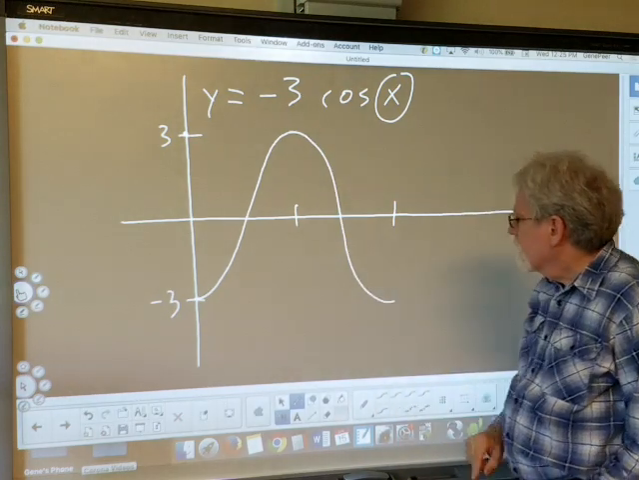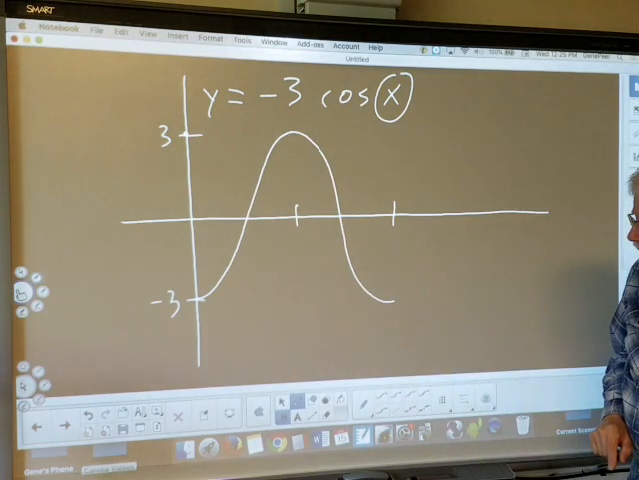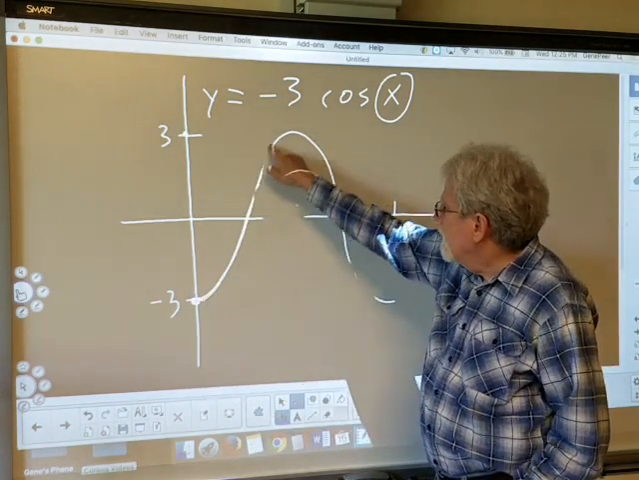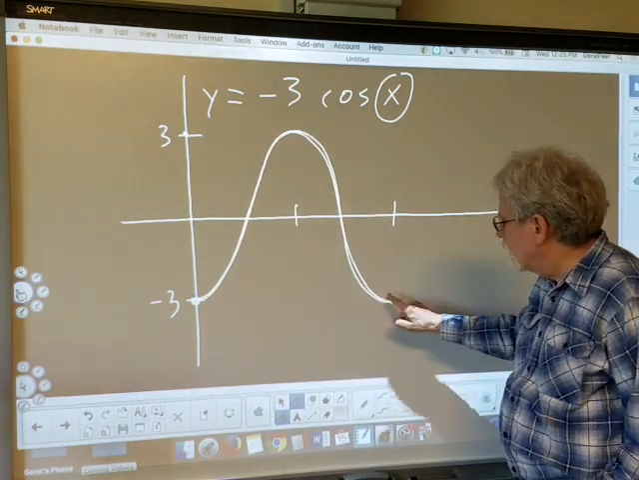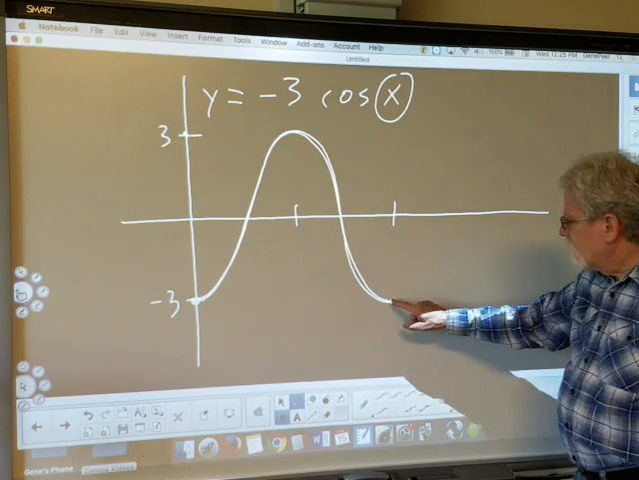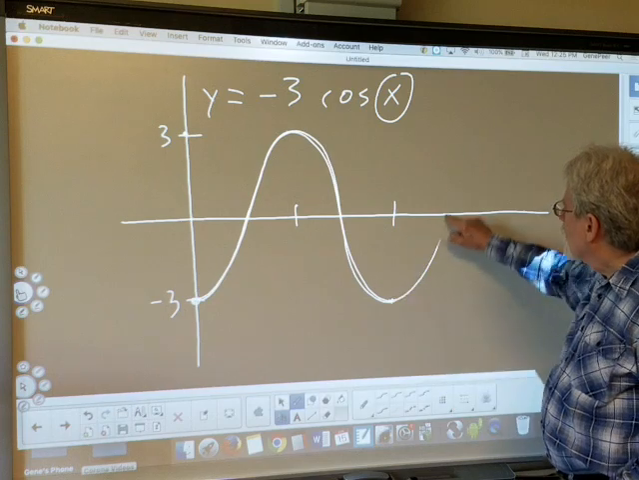So it's going to look like this. There's 1 cycle. What's meant by 1 cycle? Well, I started here at -3. I end up back at -3. That's 1 complete cycle. And then to do a second cycle, do it again.